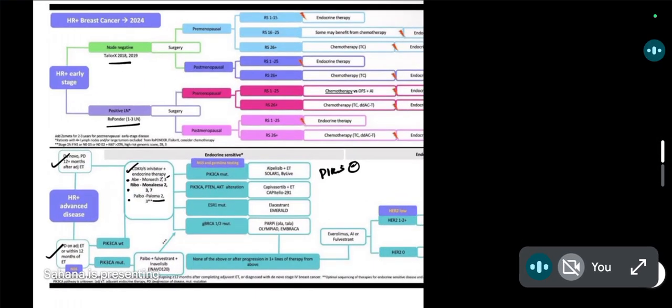If that doesn't work, then if it is first line, you can keep it as maintenance till they don't respond or they progress, then only you will switch, no? Then you will reascertain other mutation analysis and give targeted therapy: alpelisib with endocrine, capivasertib, elacestrant. Then if it is BRCA, then you will give PARP inhibitors, that is olaparib and talazoparib according to OlympiAD or EMBRACA.